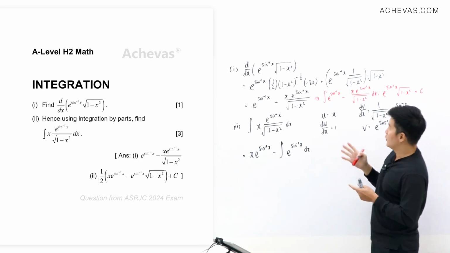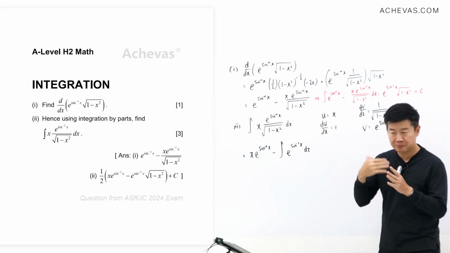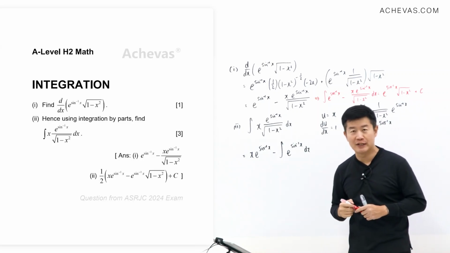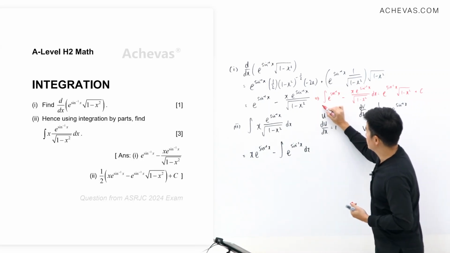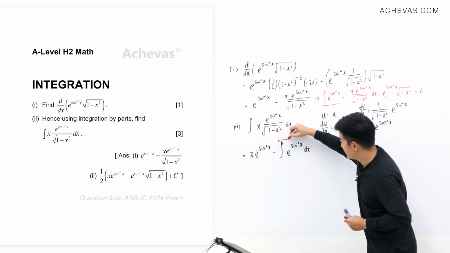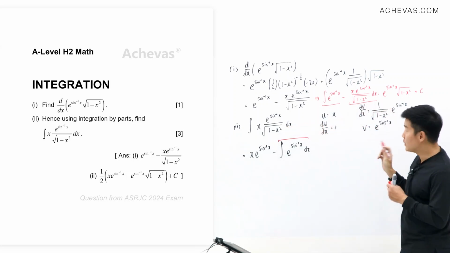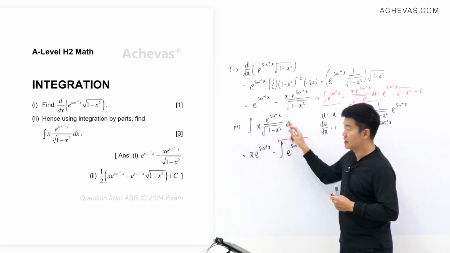Okay, and in here, we do need to be able to observe 2 integrals. One is this integration of e to the power of sine inverse x, which is actually the same as this. The other one is going to be the integration of this, which is actually the same as this.